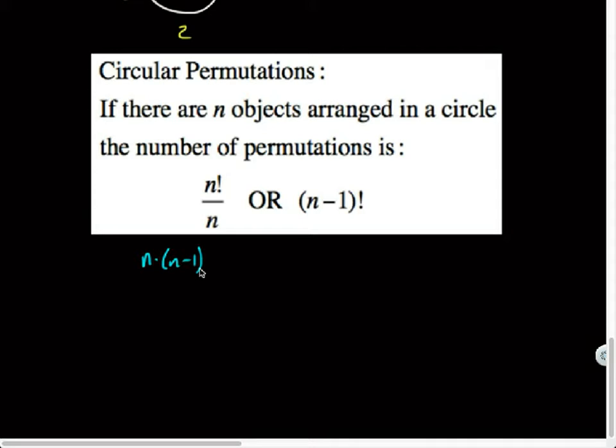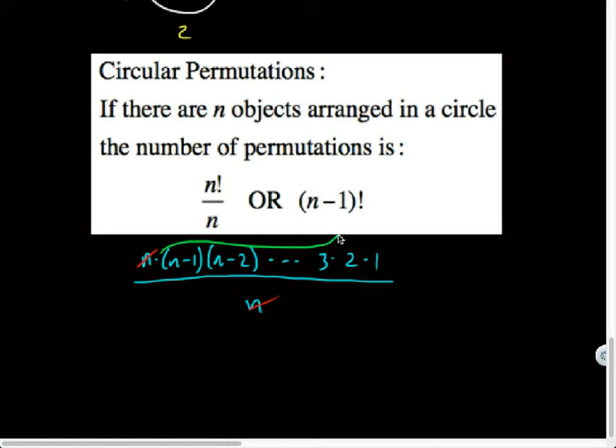n times n minus 1 times n minus 2. You don't have to write this part down. But if I wrote what n factorial meant, let's say it looked something like this, and put that over n, notice that the n's could cancel out, and I'd be left with something equivalent to just n minus 1 factorial. So that's why the second part of the formula is there. It's just a simplified version if you want to think about it that way. And also, it would be super illegal to try to distribute a factorial over parentheses. Yeah, don't do that.